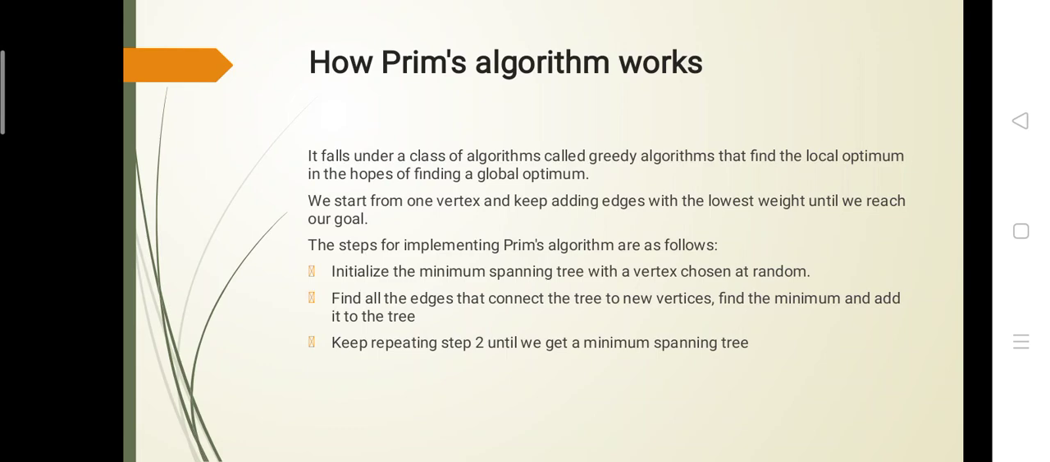The steps of implementing Prim's algorithm: initialize a minimum spanning tree with a vertex chosen at random. Find all the edges that connect the tree to new vertices. Find the minimum and add it to the tree. Keep repeating step 2 until we get a minimum spanning tree. This is how Prim's algorithm works.